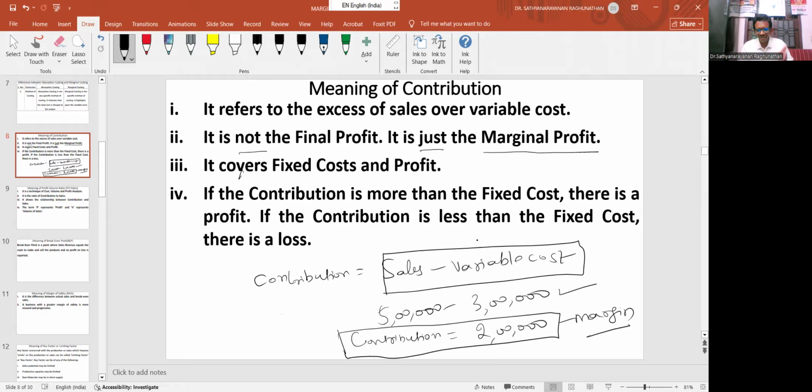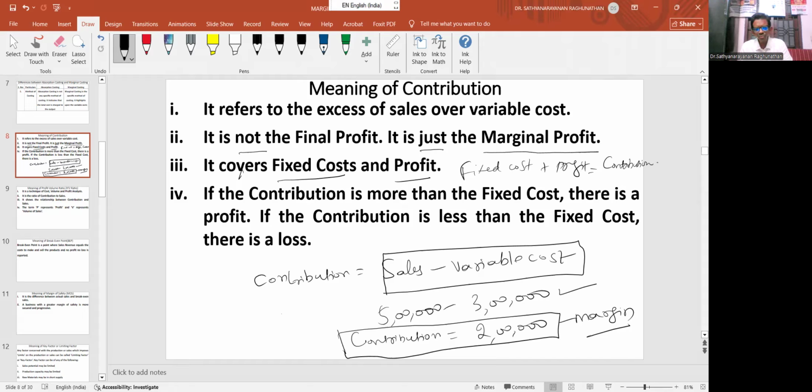So here you have incurred 3 lakhs for manufacturing the goods, and then you have sold that particular goods for 5 lakhs rupees. So the remaining 2 lakhs is staying in your hand. So you are contributing 2 lakhs to the business. That is what is called contribution. Contribution covers fixed cost and profit. So another formula for contribution is fixed cost plus profit.